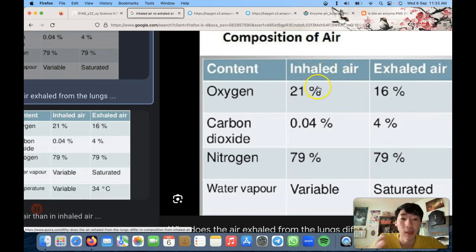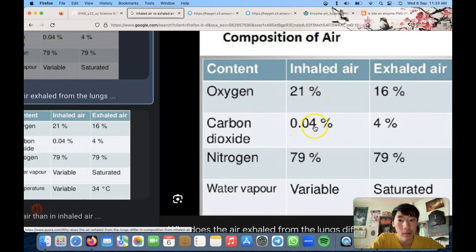There's 21% of oxygen, so it's quite high. In exhaled air, there's 16% oxygen. What does that mean? When we breathe in, it's 21%. We use up about, you do the math, 21 minus 16, about 5% of this oxygen, and then we exhale out. That's why it's 16. We don't use up all of the 21% of the oxygen. We just use about 5-ish or so.